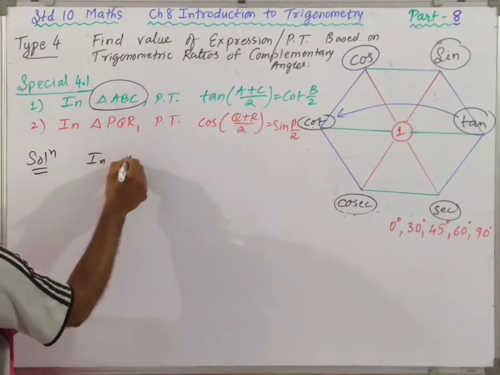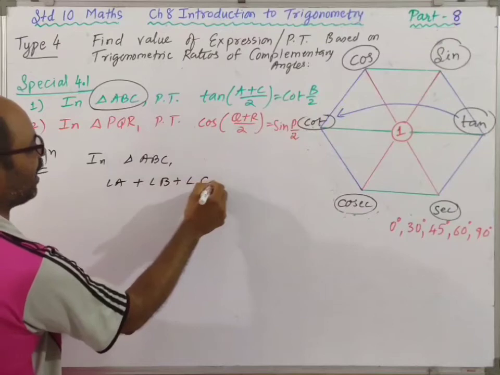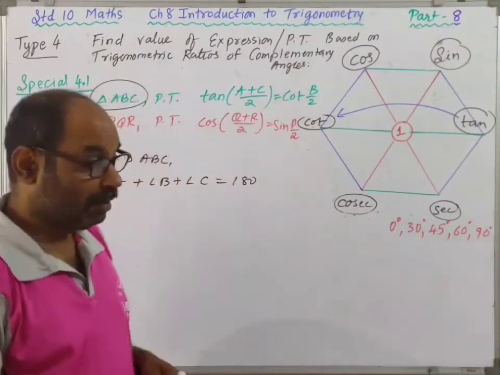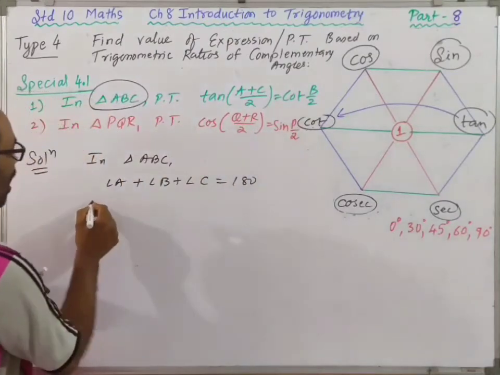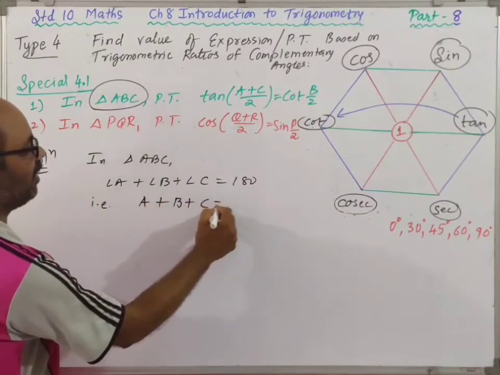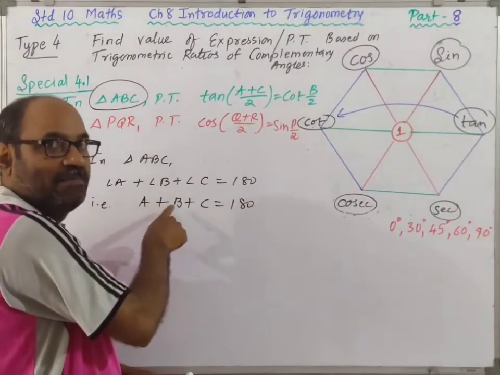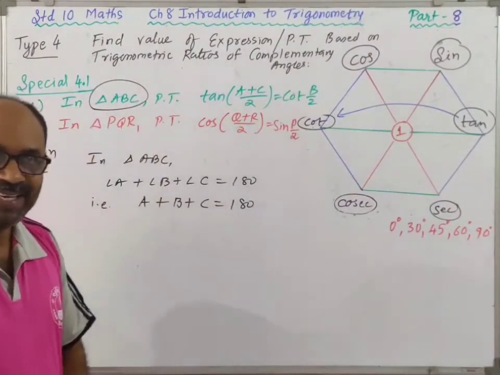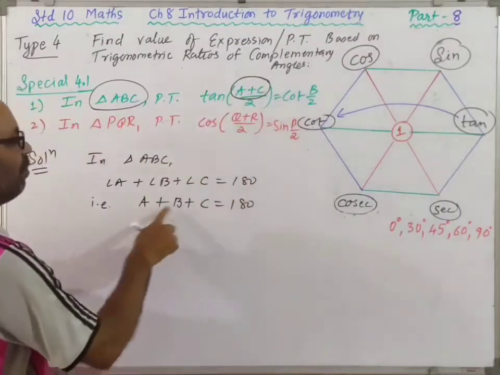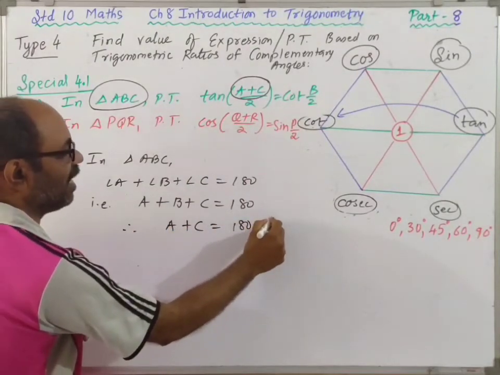In triangle ABC, angle A plus angle B plus angle C is equal to 180. This is the identity of a triangle. But in trigonometry we don't put the symbol of angle. We simply say A plus B plus C is equal to 180, which means measure of angle A plus measure of angle B plus measure of angle C equals 180. What do you want here? A plus C. So keep A plus C. A plus C is equal to 180 minus B.